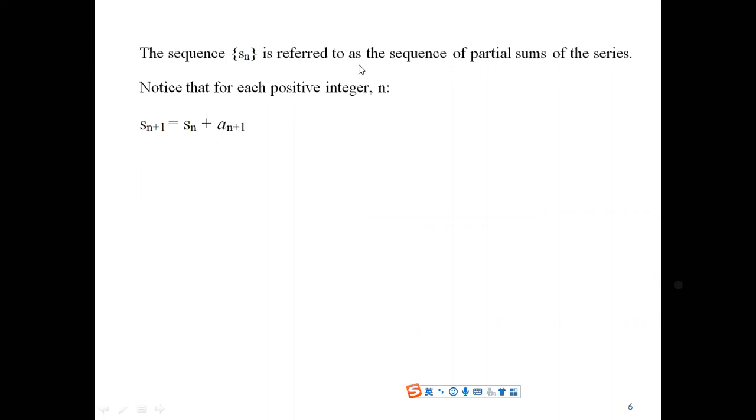The sequence Sn is referred to as the sequence of partial sums of the series. Notice that for each positive integer n, we have the sum n plus 1 is equal to sum n plus a, subscript n plus 1. So you keep on adding just like this to get the sum of the first n terms. So you keep on adding, following this rule. This is a very, very simple rule to follow. Okay?